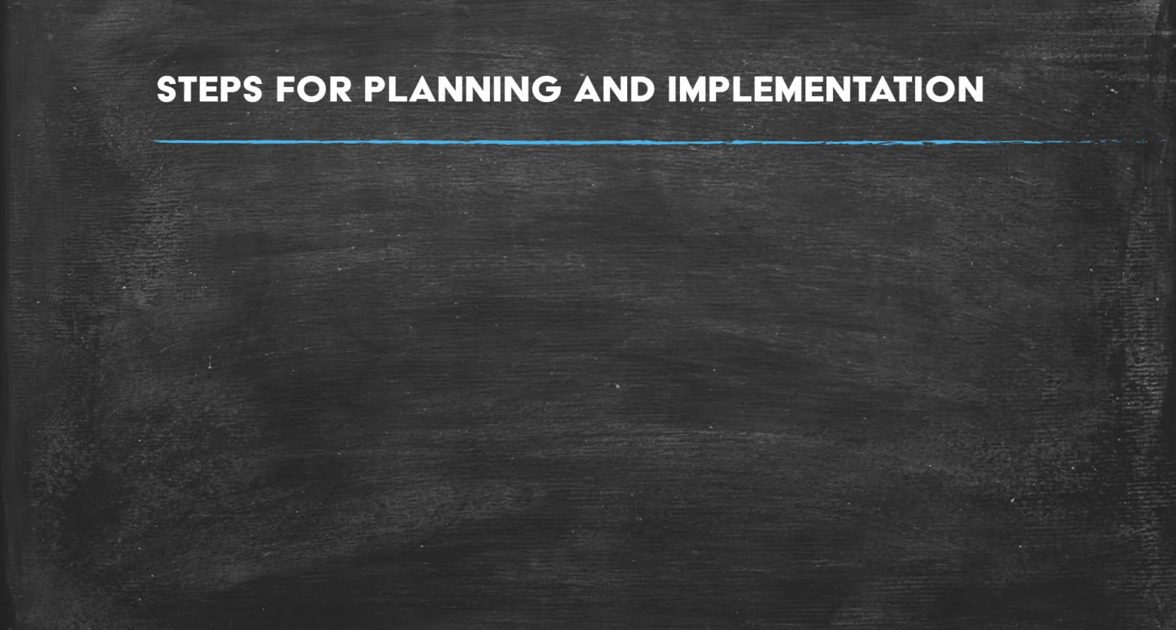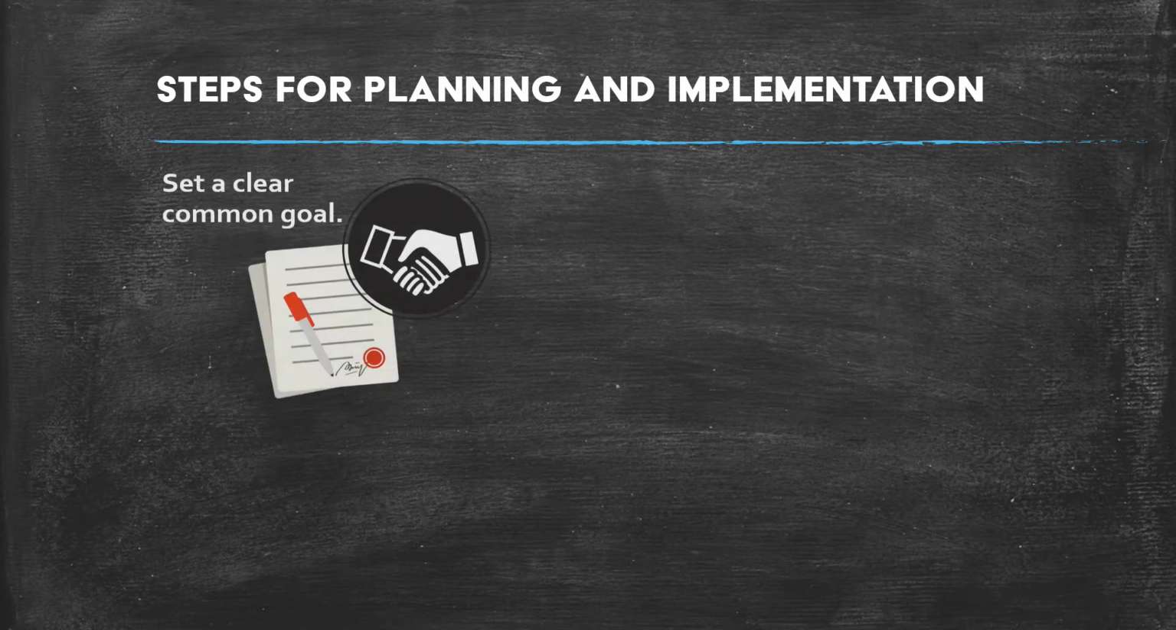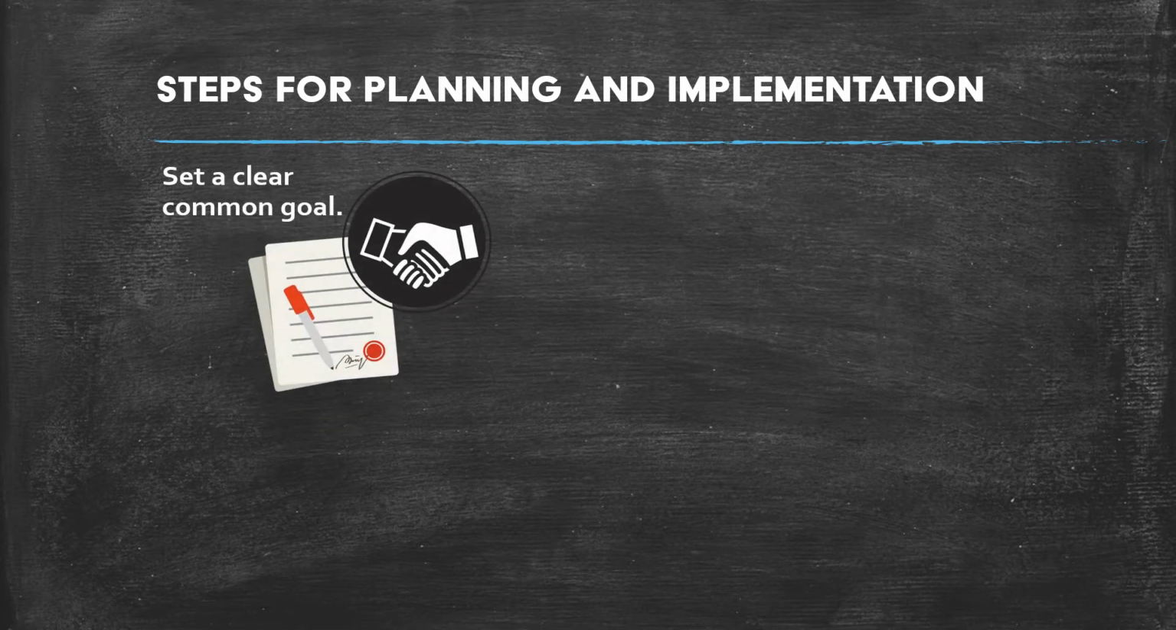Here are some simple steps for planning and implementing a successful collaborative project, along with challenges that could arise if you do not follow these steps. Number 1. Determine a clear common goal that each group agrees on and understands. If you leave a meeting and are not sure what you are doing, that's a sign that you should meet again and set a common agreed upon goal.